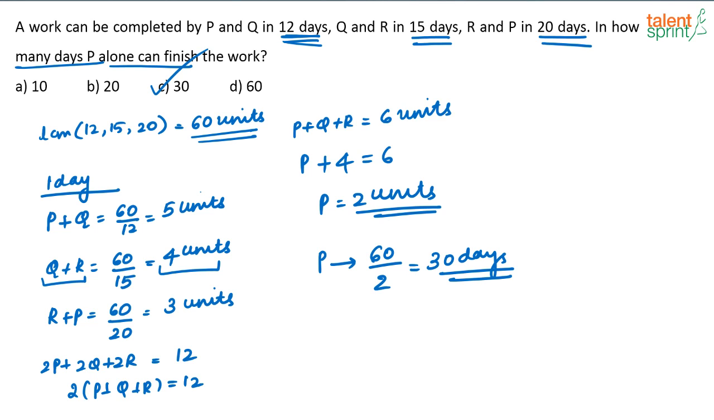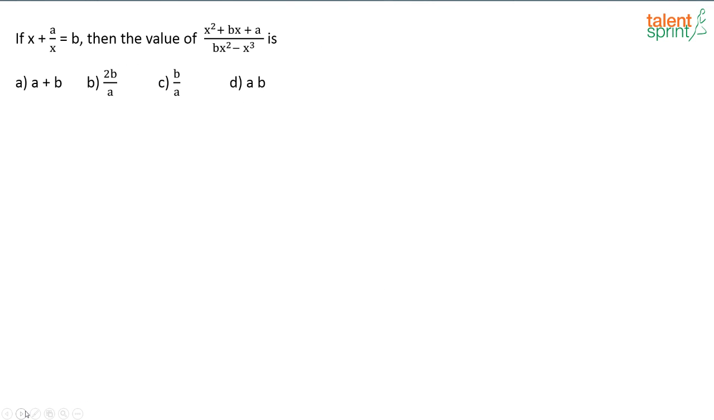Okay. So a lot of you got the answer correctly. Very good. So let us move on. I hope you don't need a second explanation. We'll look at the next question directly. Next question. Let me see who gets this one correct. If x plus a by x is equal to b, then the value of (x squared plus bx plus a) divided by (bx squared minus x cube) is dash.